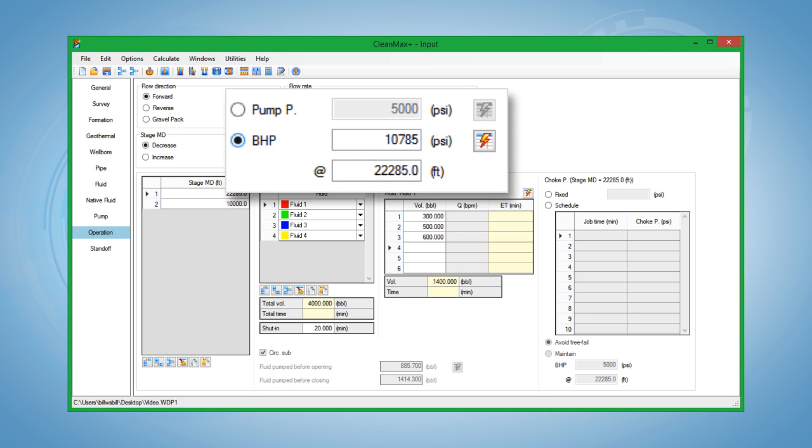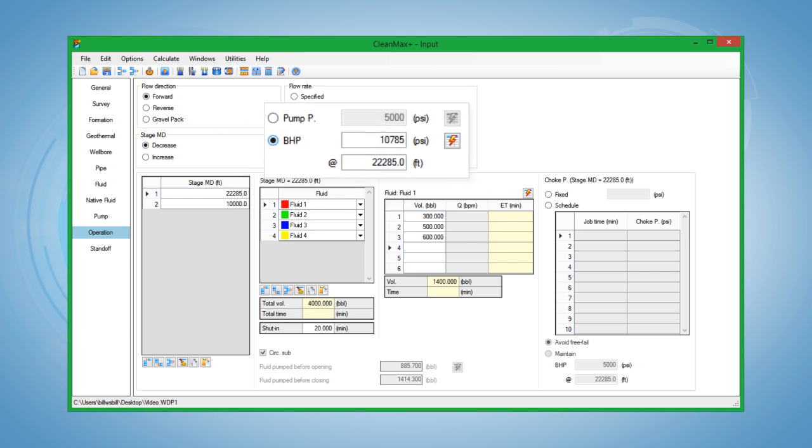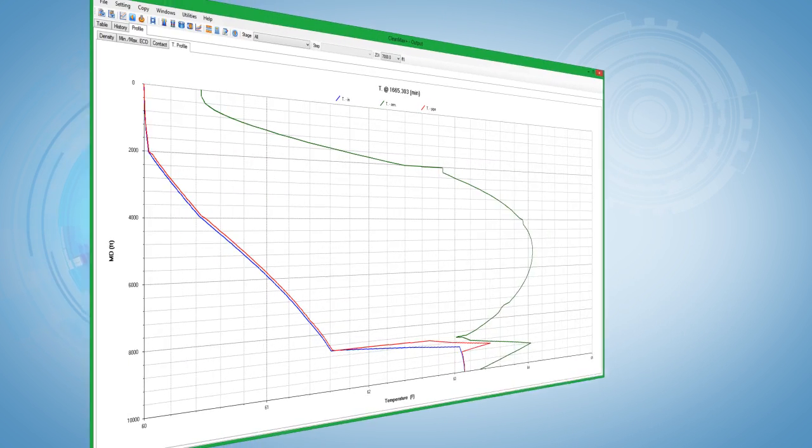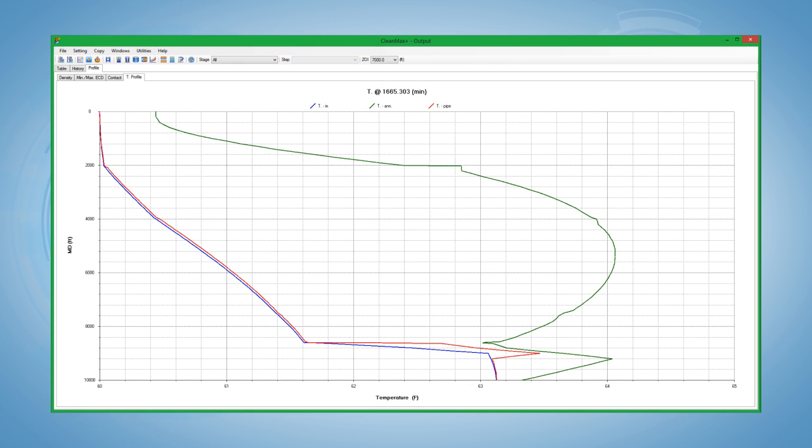It can also calculate the required pump rates to maintain bottom hole pressure at certain depth during circulation. CleanMax Plus predicts the temperature distributions in the wellbore by calculating the transient heat transfer between the wellbore and seawater or rock formation.